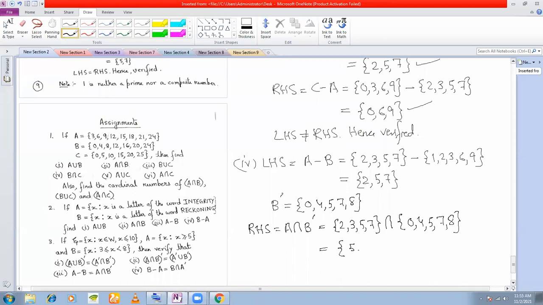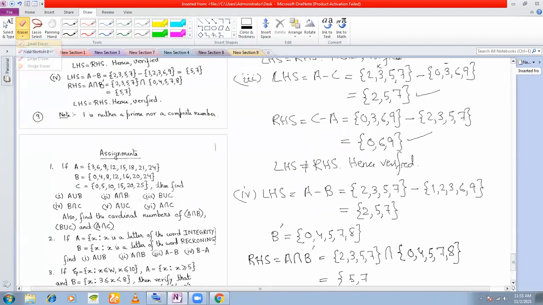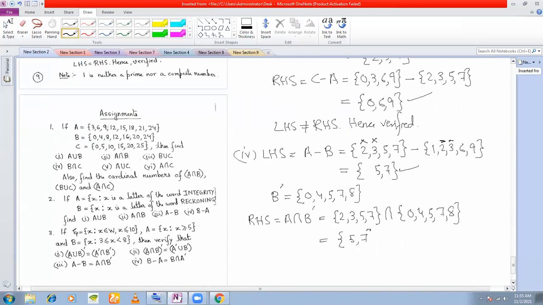Now you see what are the common elements between these two. 5 is a common element. Okay, and 7 is also a common element. There should be a 2 also. Mm, just let me check once again. A minus B. Okay, from A minus B, you need to remove 2 also because 2 is there. If you see, 2 is here, and 3 is here. So you need to remove 2 and 3 both. So you get 5 and 7. And here also you are getting A intersection B complement as 5 and 7. So left hand side is equal to right hand side, hence verified.